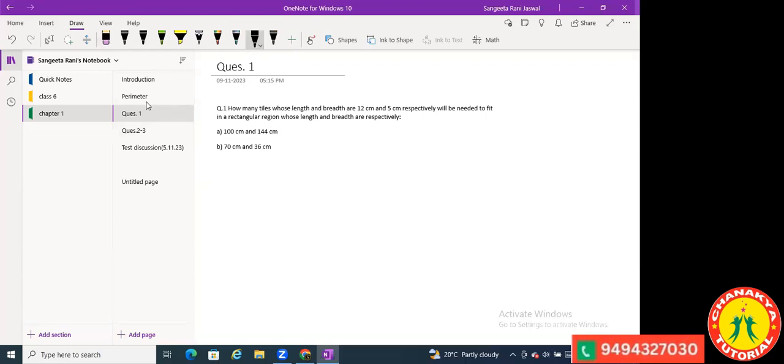Now see, first look here. I'm doing the first part. The length of the tile is 12 centimeters. Whenever you have statement questions, you should always start with the statement.